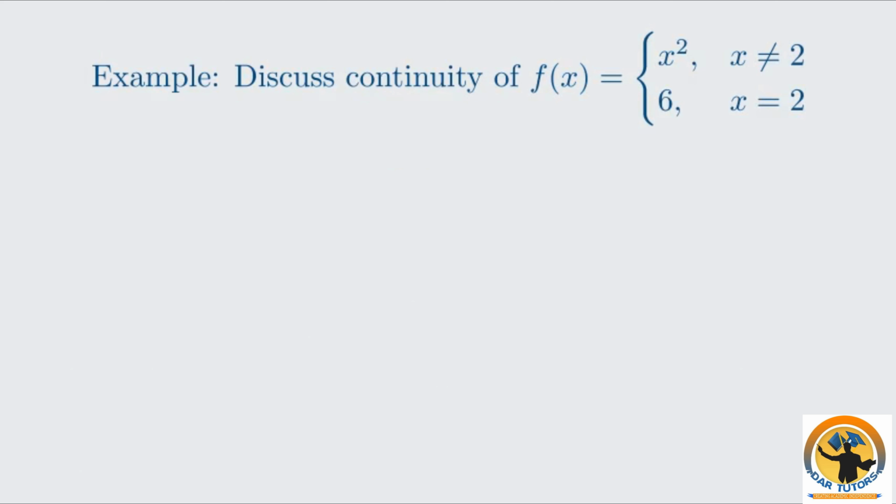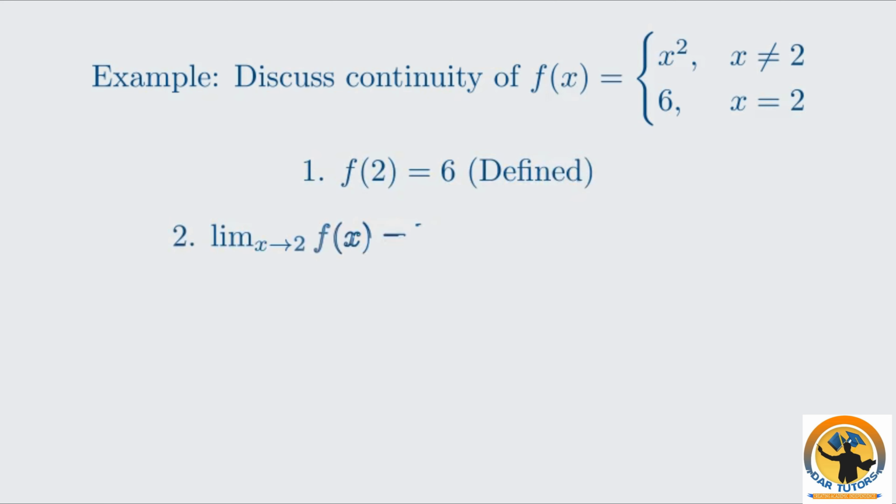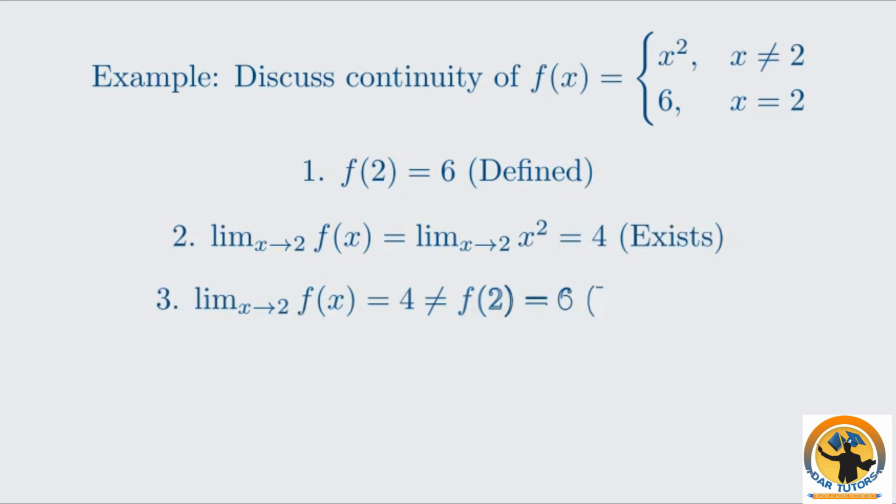Let's look at an example of a removable discontinuity. Consider the function f of x equals x squared for x not equal to 2, and f of x equals 6 for x equals 2. Let's check the 3 conditions for continuity at x equals 2. First, f of 2 is defined and equals 6. Second, the limit as x approaches 2 of f of x is the limit of x squared, which is 4. Third, the limit, 4, is not equal to the function's value, 6. Since the third condition fails, the function is discontinuous at x equals 2.